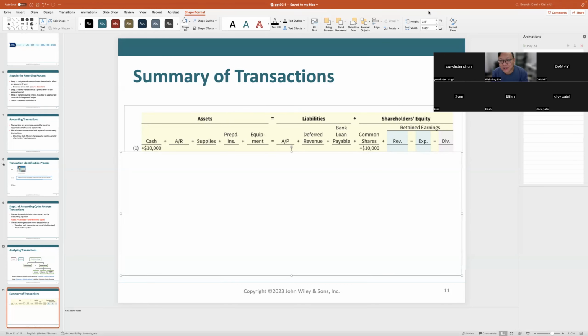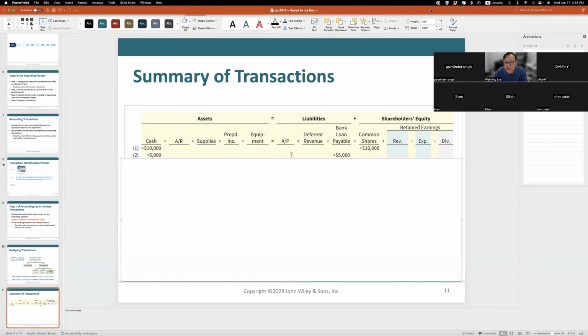So your cash increased 5,000. Your bank loan payable increased 5,000. So bank loan payable, this is a liability. The payable to the bank, you owe money to the bank, right? So what happened here? What is the transaction? Take bank loan.